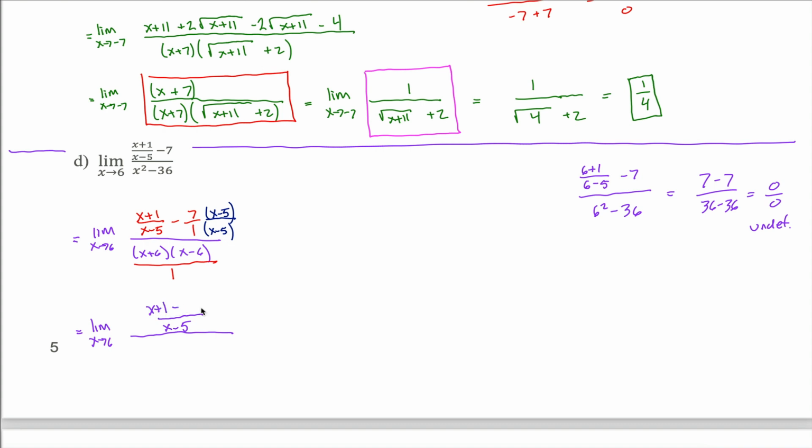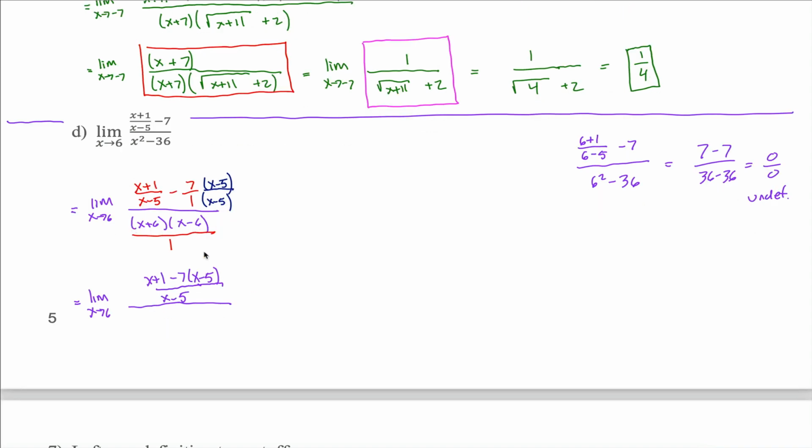I better do that in the next step. There's the x plus 1. From that I want to subtract 7 times x minus 5. Nothing that I need to do in the denominator. I'll just leave that as x plus 6 times x minus 6 divided by 1. I've already found my x minus 6 that I'm trying to get rid of, so I don't want to do anything over here. Maybe before I go any further, I can clean up the numerator a little bit here.